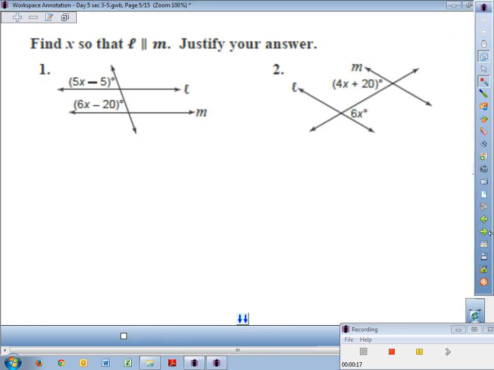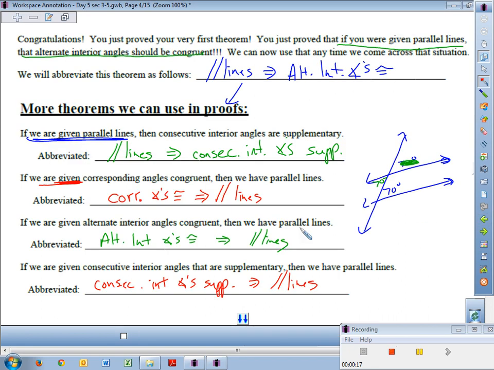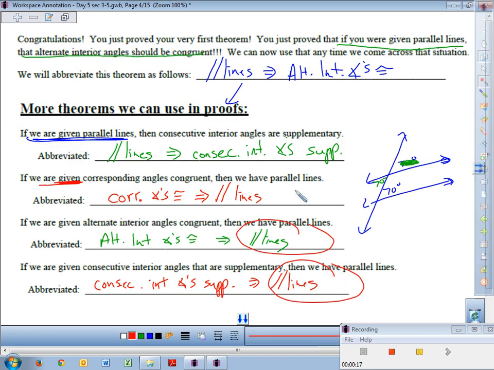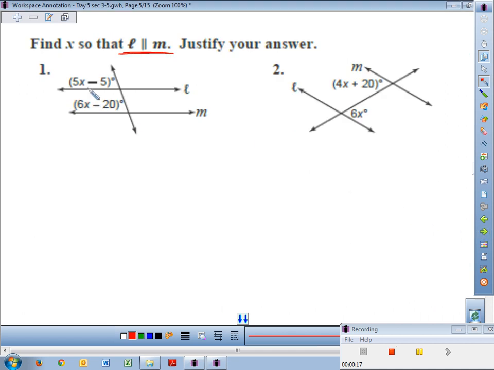When we get to the backside here, they say find x so that L is parallel to M. Right, they're not giving me parallel lines. They're asking me to prove that I have parallel lines. And check these guys out. These are the ones that help me prove that I have parallel lines, right? It's the ones where parallel lines comes last in our little statement. So got to realize what kind of angles are these two.